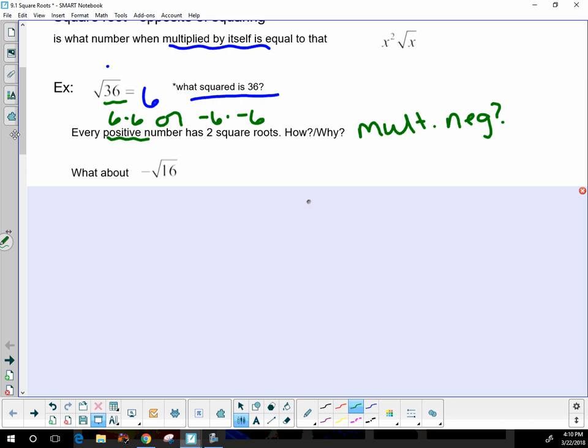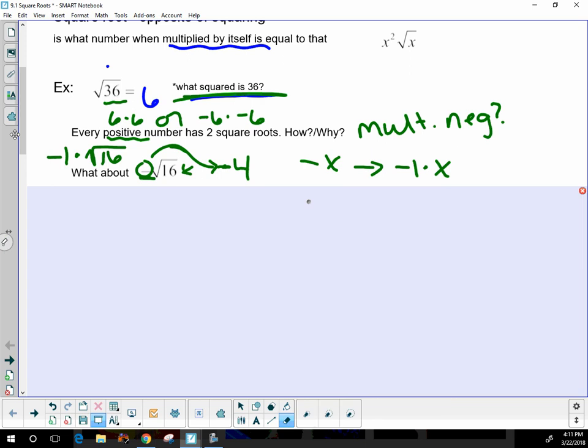So here's the thing. What about this? What if there's a negative sign out front? Well, you're still going to ask yourself what squared is 16, and that is 4. And this negative is on the outside, so it just comes over here and sits out in front of it. It's kind of like when you have a negative x. Remember that is the same as negative 1 times x. So when you look at a negative in front of a radical, it's the same as negative 1 times the square root of 16. Okay? Square root of 16 is 4 or negative 4. But since the negative is right out front, the answer will always be negative.